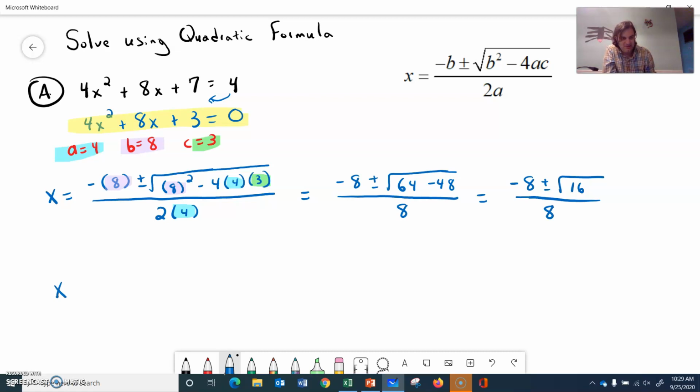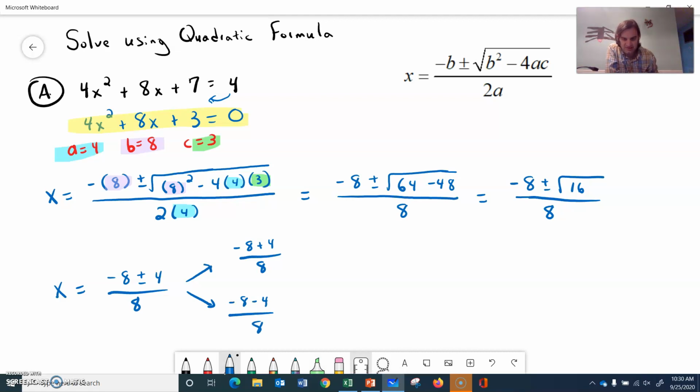So, continuing on, we're just simplifying this radical right now. We've got negative 8 and the square root of 16 is 4. So negative 8 plus or minus 4 all over 8. So since I only got real nice round numbers here, let's break it into two parts. Negative 8 plus 4 over 8. And then the other one, negative 8 minus 4 over 8.